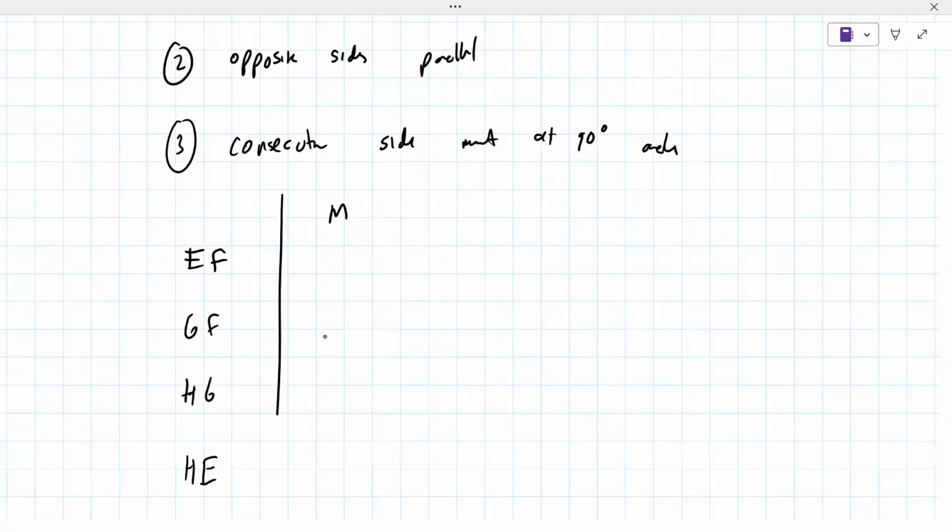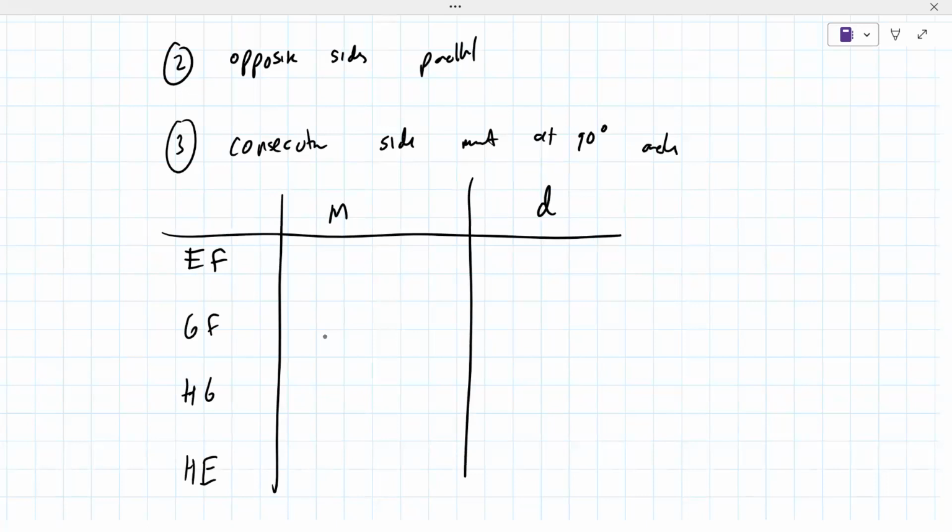Okay, so come up with your slope and your distance for each of them. The problem with the undefined one, you can just count for the distance, but for slope, if it's division by zero, it's undefined.